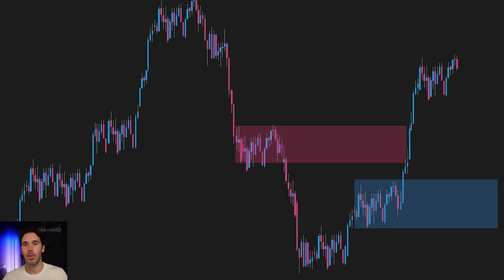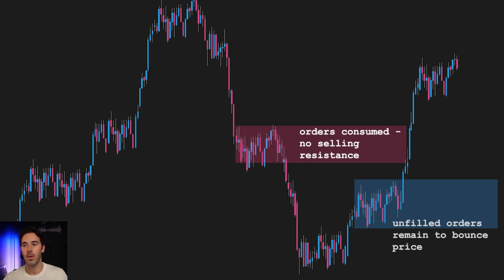So the concept of fresh orders is that if price has moved away violently from a zone, it's likely that there are still orders that haven't been filled at that level.